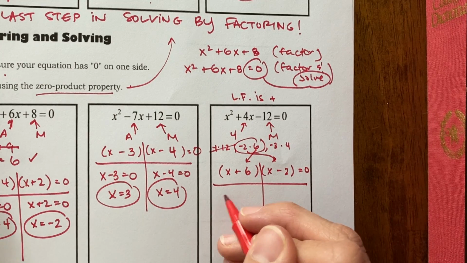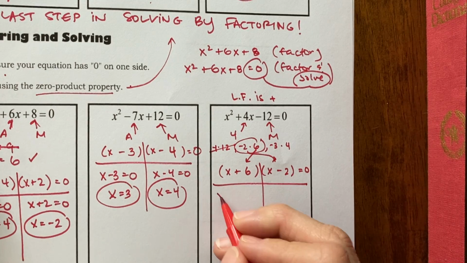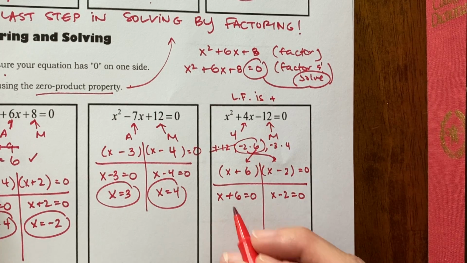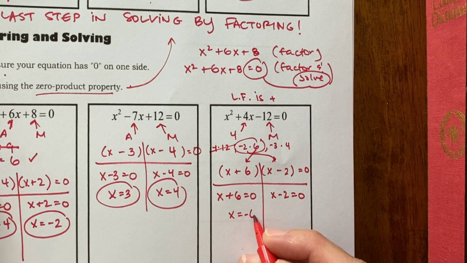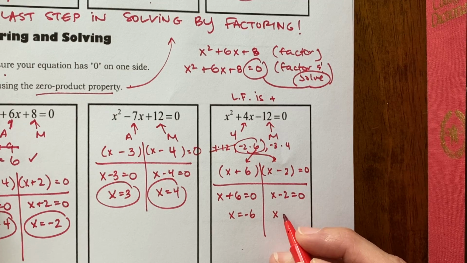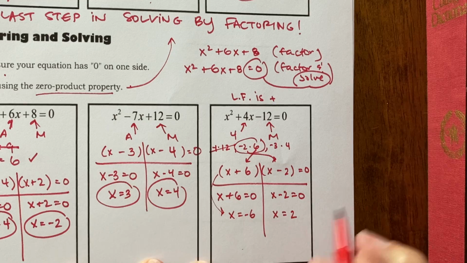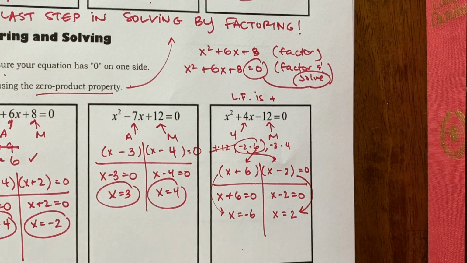And then I solve. x plus 6 equals 0. And x minus 2 equals 0. Subtract 6 from both sides. x equals -6. Add 2 to both sides here. x equals 2. And again, remember, you can just go straight to here. You don't have to write out that x plus 6 equals 0 and x minus 2 equals 0 if you understand the concept that it's just going to be the opposite number there.